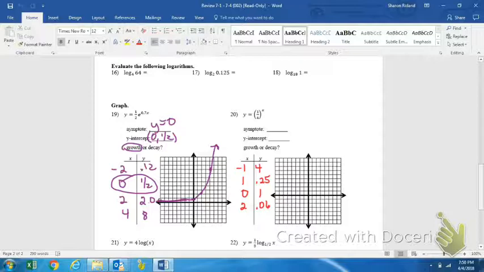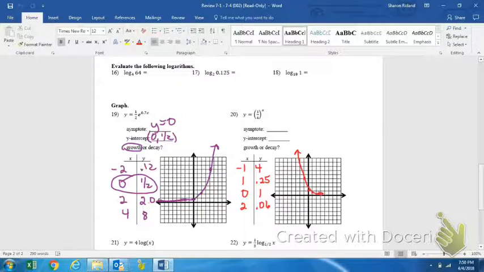Okay, so -1 is 4, 1 is 0.25, 0 is 1, and 2 is just practically 0. And so it's going to go like this. Because when it goes from left to right, it's going downhill.